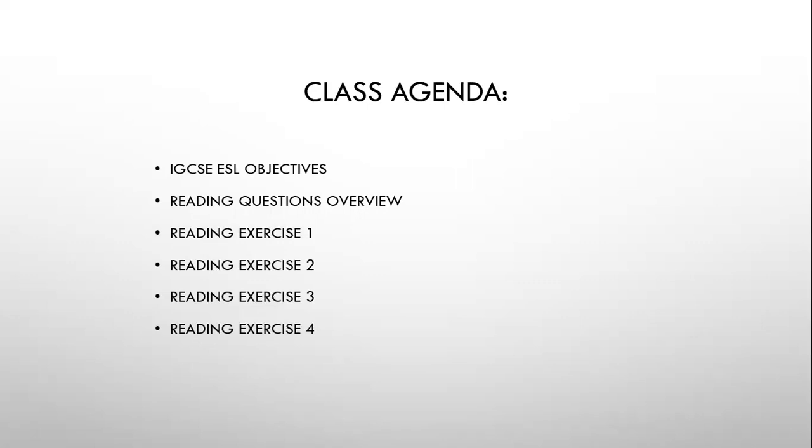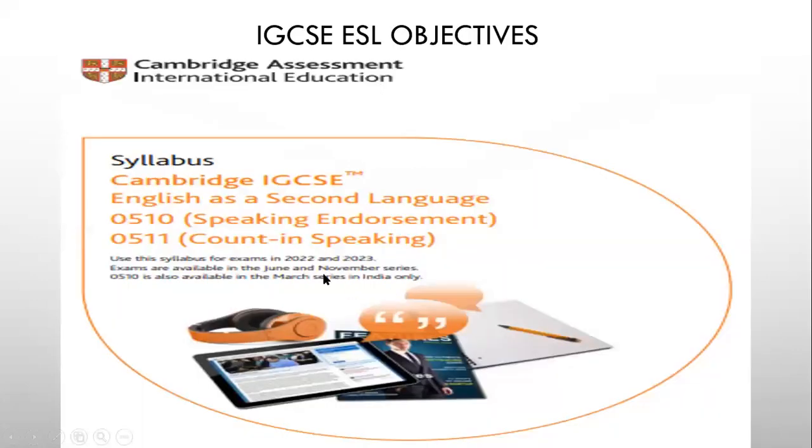exam. Then we will speak about a general overview of the reading questions. After speaking about the objectives, we will go to reading exercise 1, reading exercise 2, 3, and 4. I'd like to remind you that exercise 4 mixes both reading and writing at the same time. I spoke about it last time, and I will remind you what will happen in the 4th exercise by the end of this class. Now let's see what is the source that we will depend on.